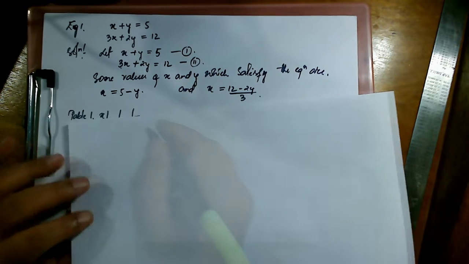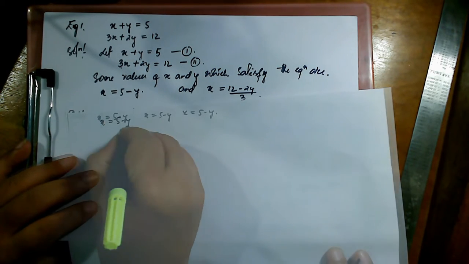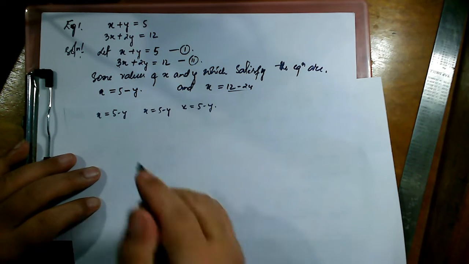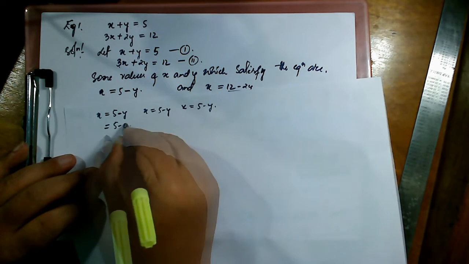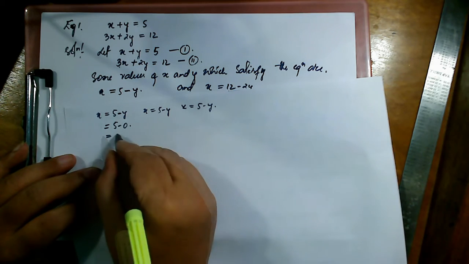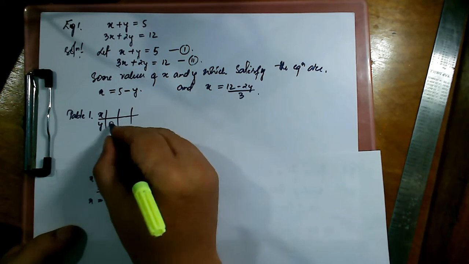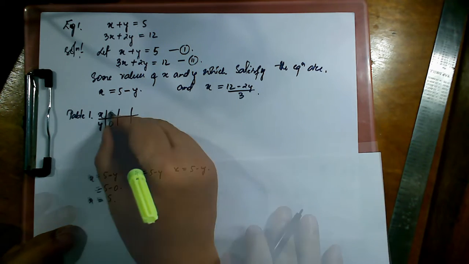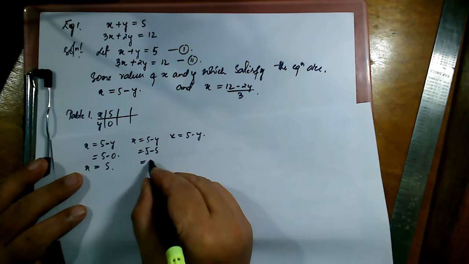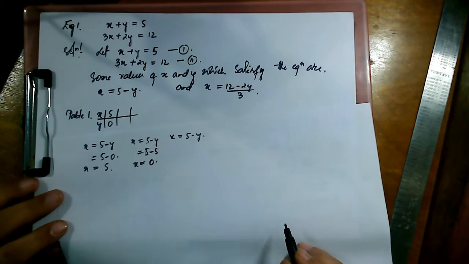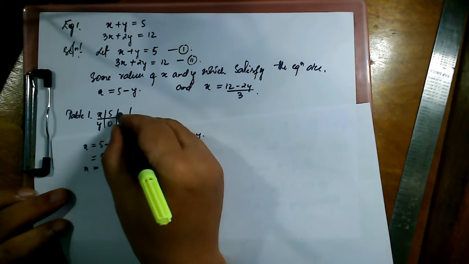For your easy understanding, let's write it down 3 times. x is equal to 5 minus y. Now let's put the value of y. First, let's take y is equal to 0. Then 5 minus 0 gives 5, so when y is 0, the value of x will be 5. Now let's take y is equal to 5. 5 minus 5 is 0, so when y is 5, x is equal to 0.